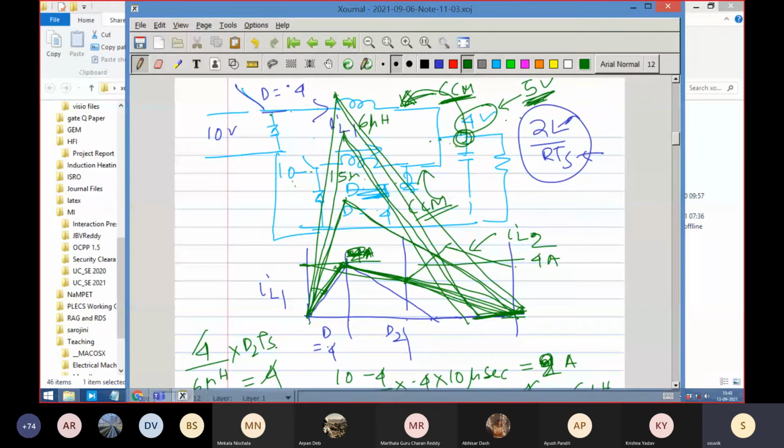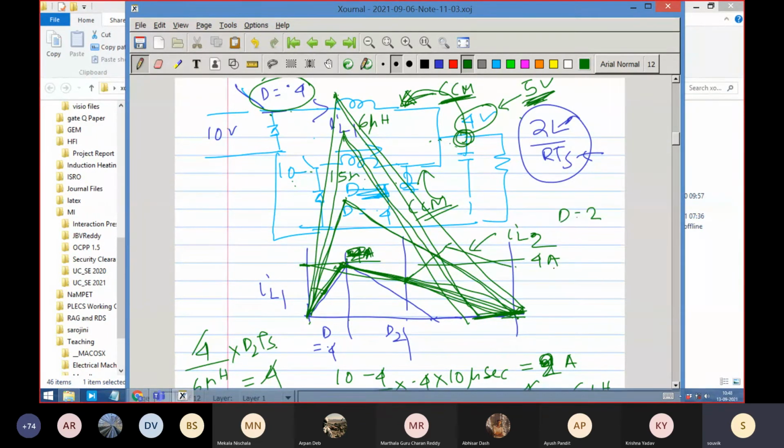Now one may think, let me make it a little more complicated. Let us say that D of this one is not 0.4. Let us say D of this one is 0.2. Then what happens? Then it may come to discontinuous, or not. Let us say we have put 6 microhenry and D is equal to 0.2.